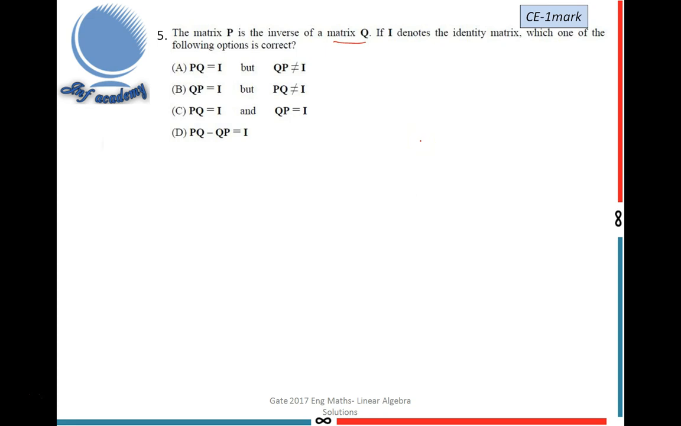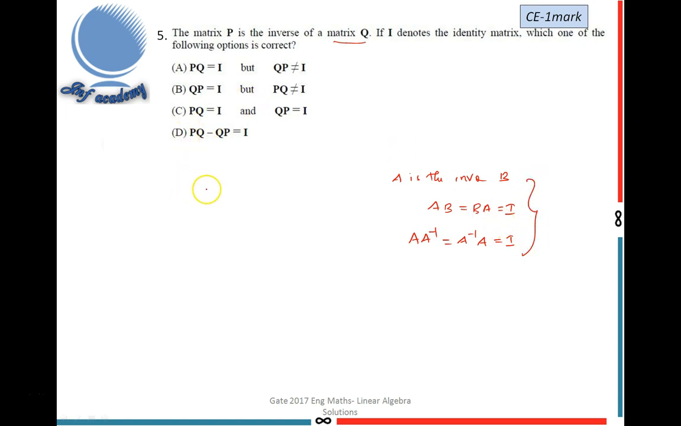Here P is the inverse of a matrix Q. By the definition of inverse of a matrix, if A and B are inverse, then AB equal to BA equal to I. Or if A inverse is the inverse of A, then A into A inverse equal to A inverse into A equal to I. This is the definition of inverse matrix.